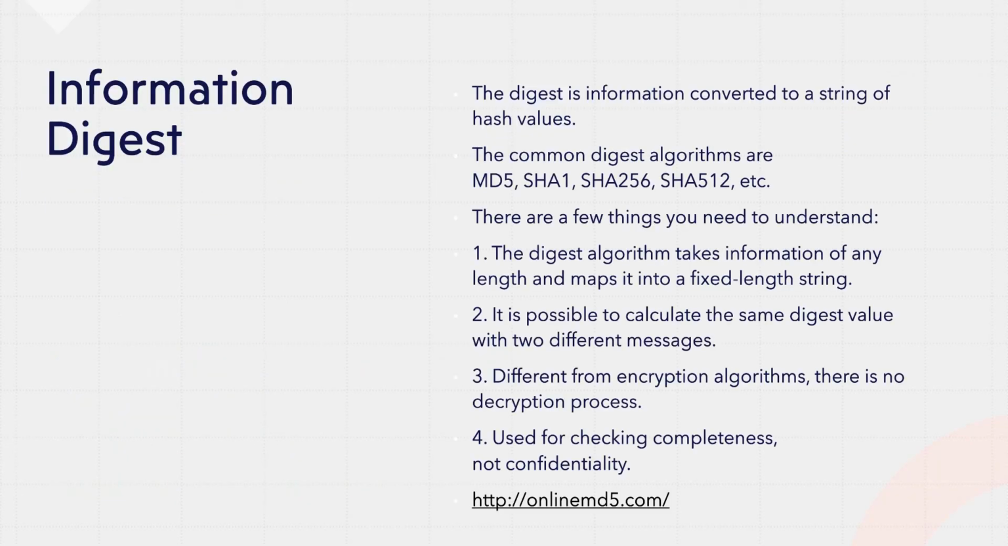The information digest converts information into a string of hash values. The common digest algorithms are MD5, SHA-1, SHA-256, SHA-512, etc. Let's look at an example of it.